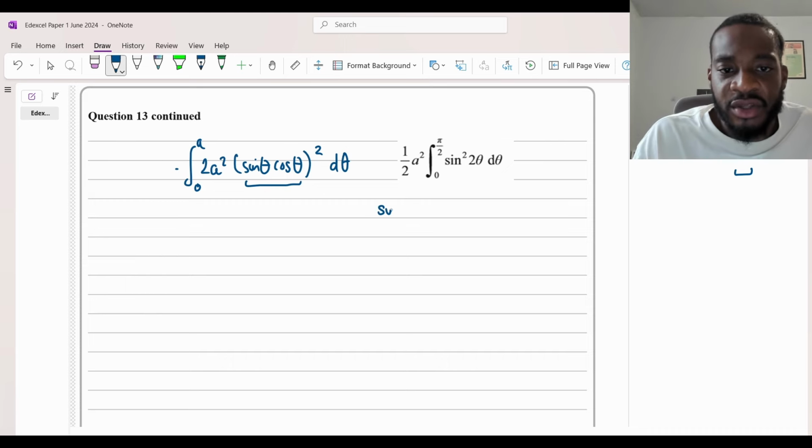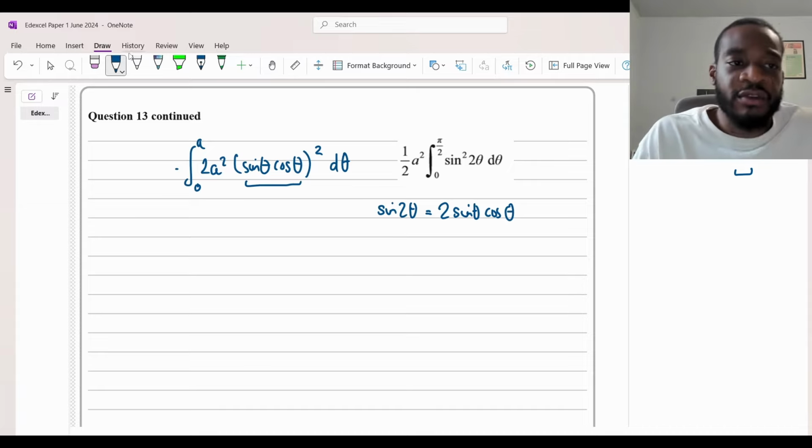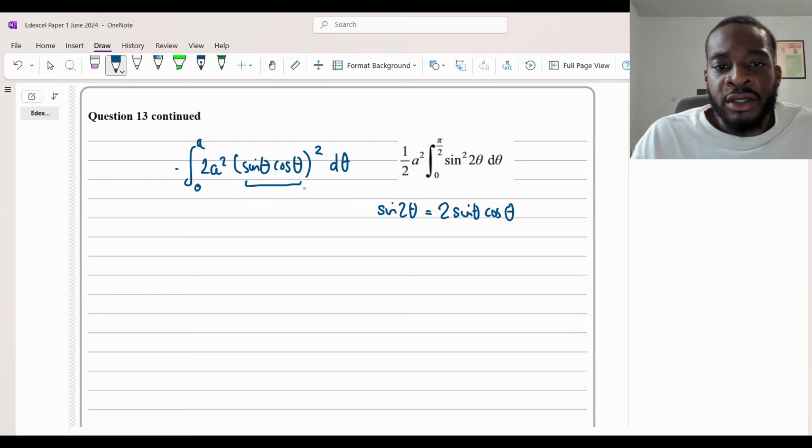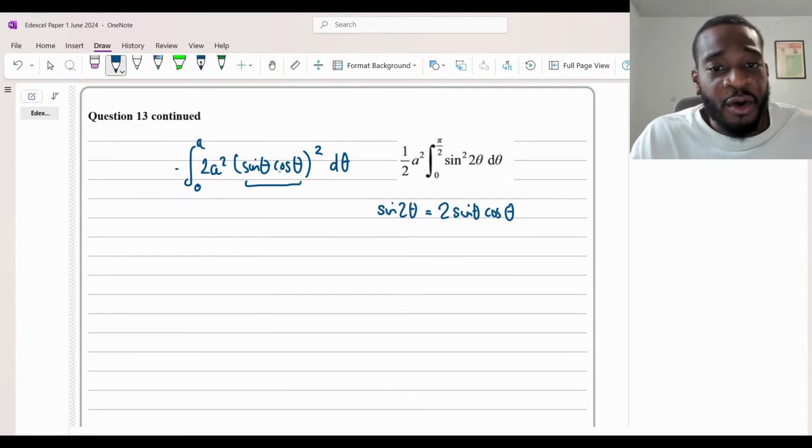Remember, sine 2 theta is equal to 2 sine theta cos theta, isn't it? This is not in the formula book, so you definitely need to memorize this. You should memorize all of them anyway, but this one especially, and the ones for cosine as well. So what do we have? We've got sine theta cos theta, we don't have the 2. That's not an issue. Just divide by 2.